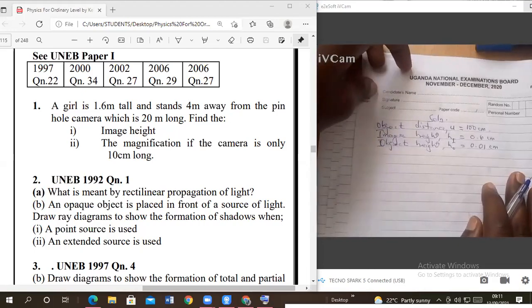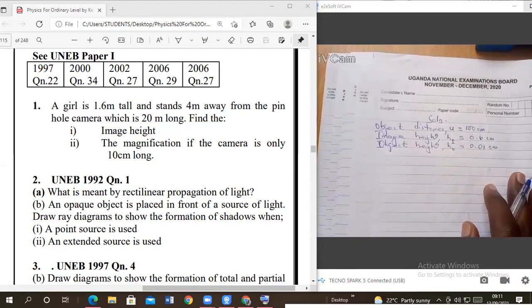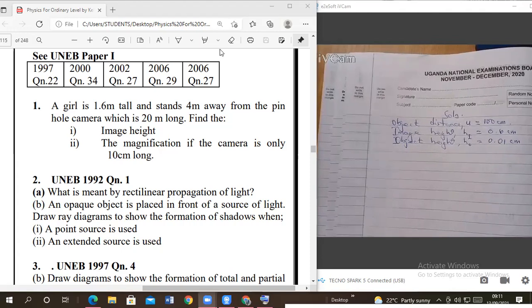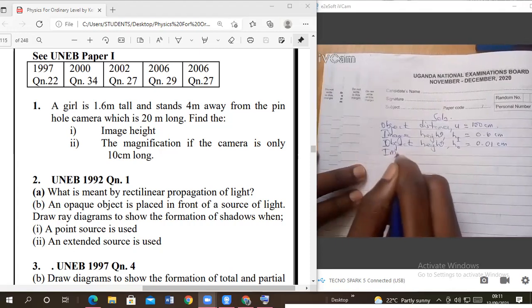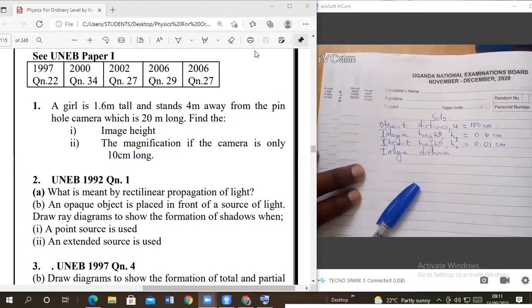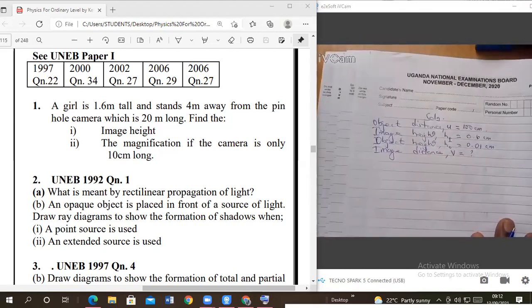So they're saying calculate the distance of the screen from the pinhole. What is that distance, remember? That distance is called the image distance. So that's the image distance. The image distance, which is V, was not given.